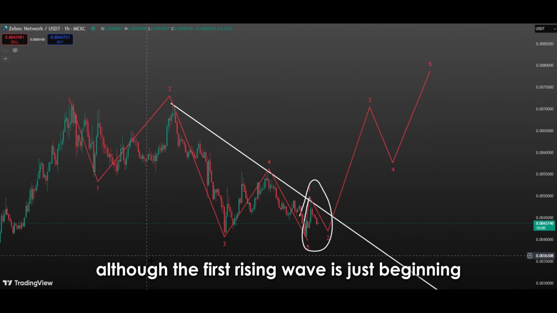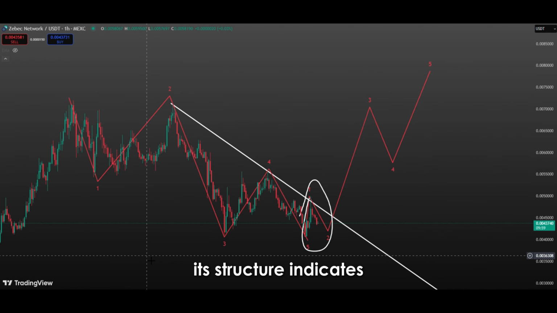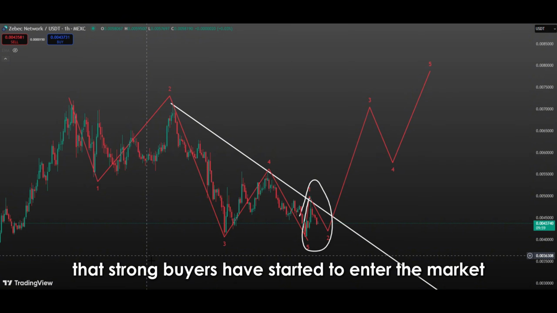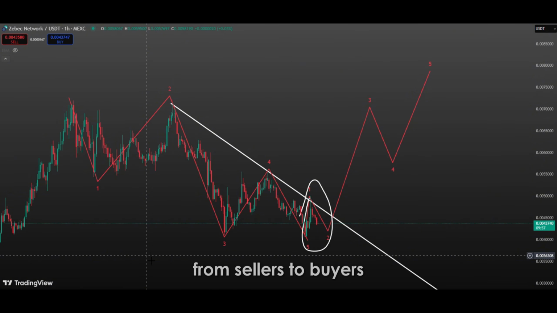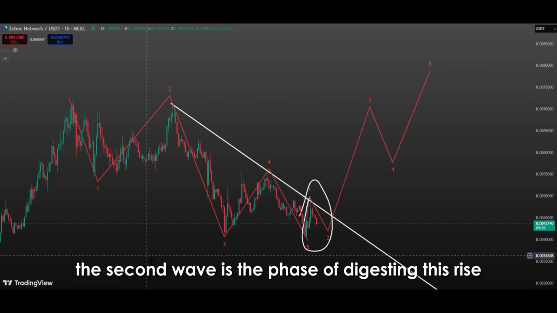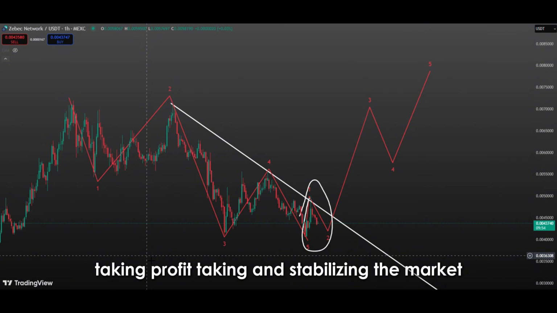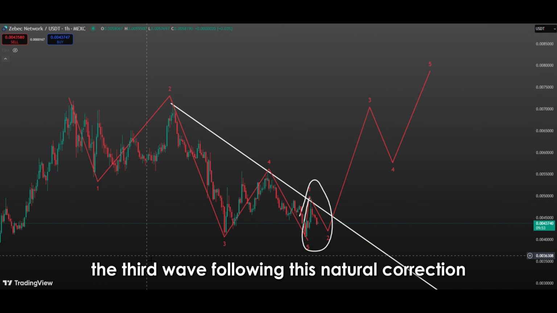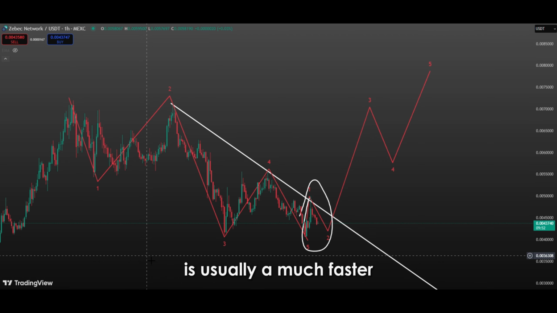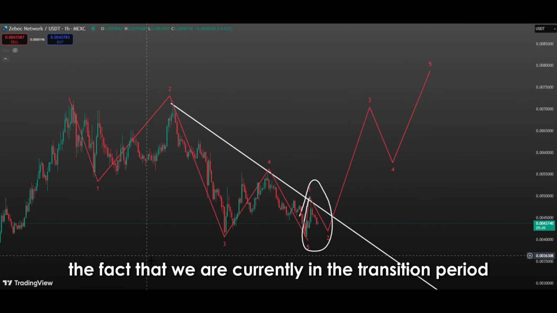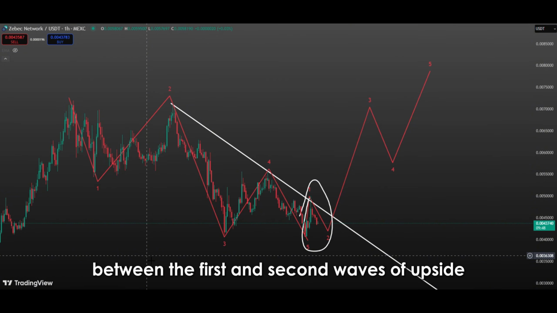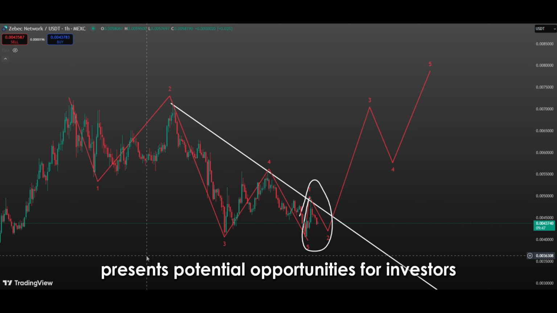Although the first rising wave is just beginning, its structure indicates that strong buyers have started to enter the market. This suggests that the market balance may have started to shift from sellers to buyers. The second wave is the phase of digesting this rise, taking profit-taking and stabilizing the market. The third wave, following this natural correction, is usually a much faster and more voluminous move upwards. In this context, the fact that we are currently in the transition period between the first and second waves of upside presents potential opportunities for investors.